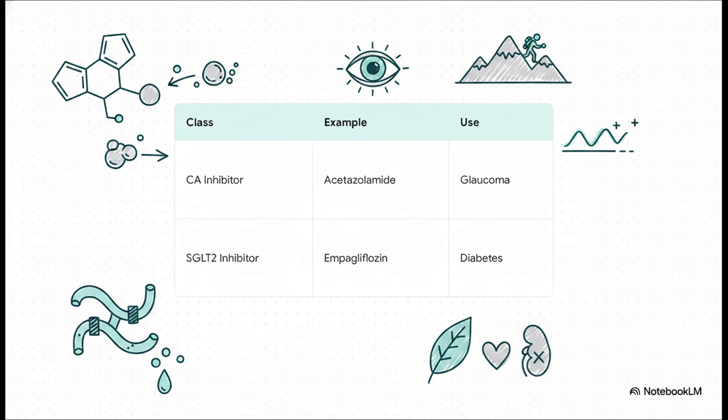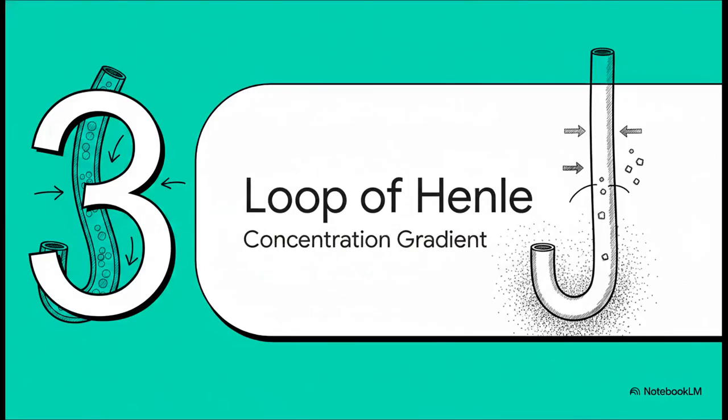Second, we have SGLT2 inhibitors, like empagliflozin. Since the PCT normally reclaims all your glucose, these drugs block that exact process, forcing the glucose to leave the body in the urine. This has been a real game changer, not just for diabetes, but for heart failure and chronic kidney disease too. Next up, section 3, the loop of Henle, where we create that all-important concentration gradient.